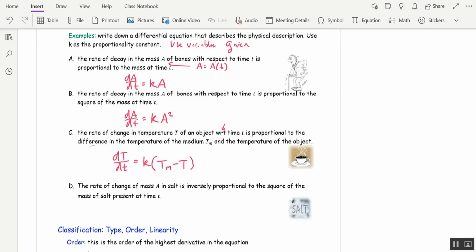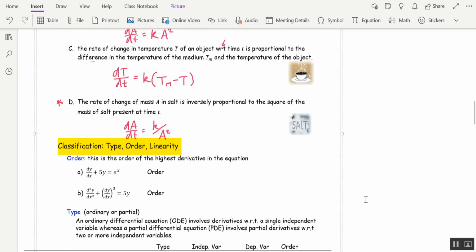That's Newton's law of cooling, and we'll solve that in the course. And finally, the rate of change of mass, A, in salt, so dA/dt, is inversely proportional to, so this is k over, because it's inversely proportional to the square of the mass of salt present at time t. So that's A squared in the denominator. So notice the difference between B and D. One's inversely proportional, one's directly proportional.